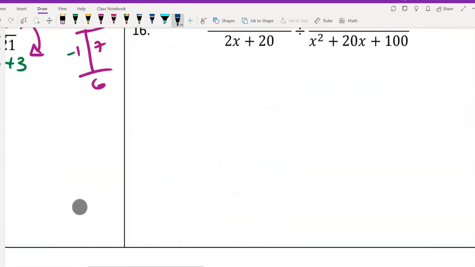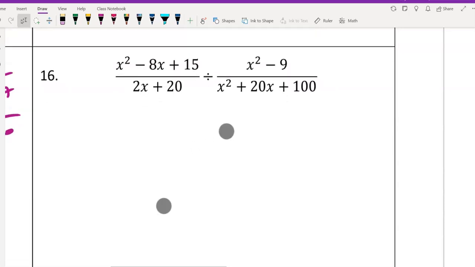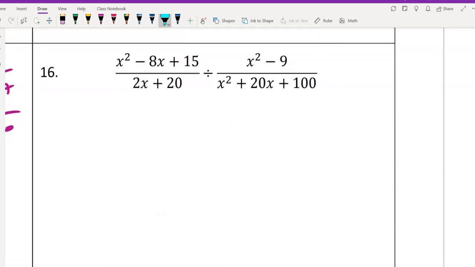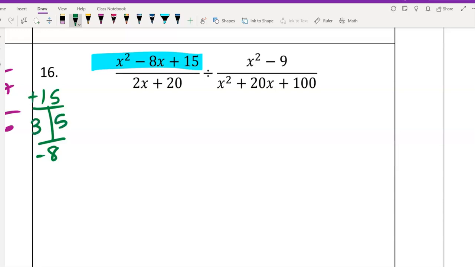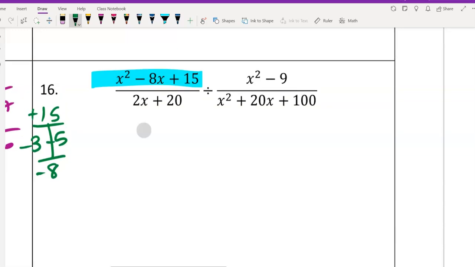All right, number 16. We are almost done. Number 16, we need a lot to factor. Here, another quadratic, 15 on top, negative 8 on the bottom. 3 and 5, the number on top is positive, the number on bottom is negative, so both factors need to be negative.